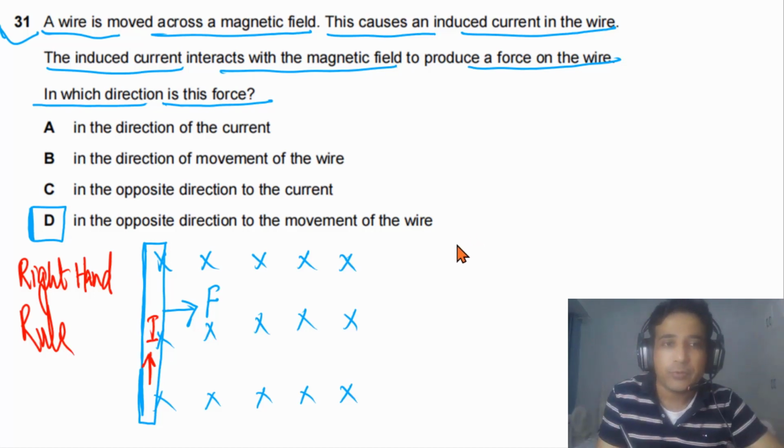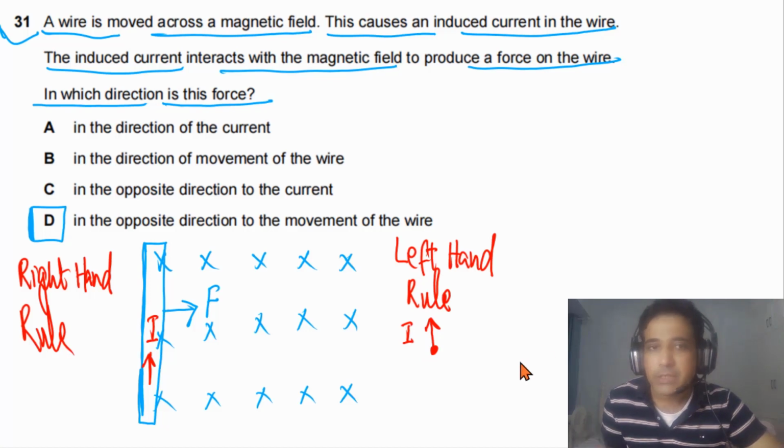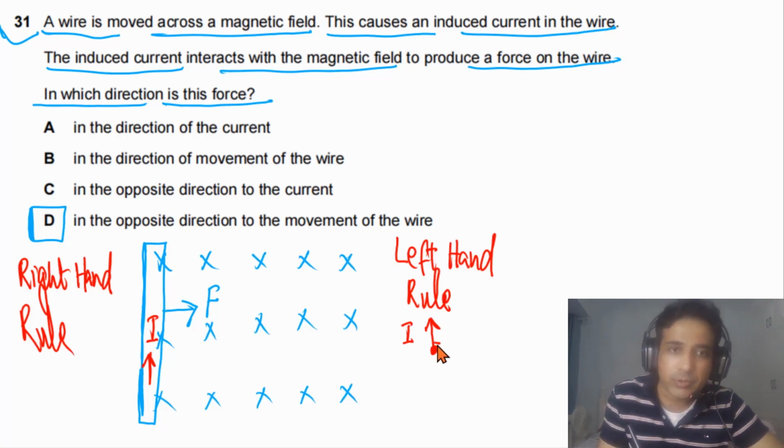Now you have to use the left hand, so we will be using Fleming's left hand rule. For the left hand rule, we can see there is current that is upward, so I can draw the direction of current, and the magnetic field is into the page. So I can draw here the magnetic field that is into the page.